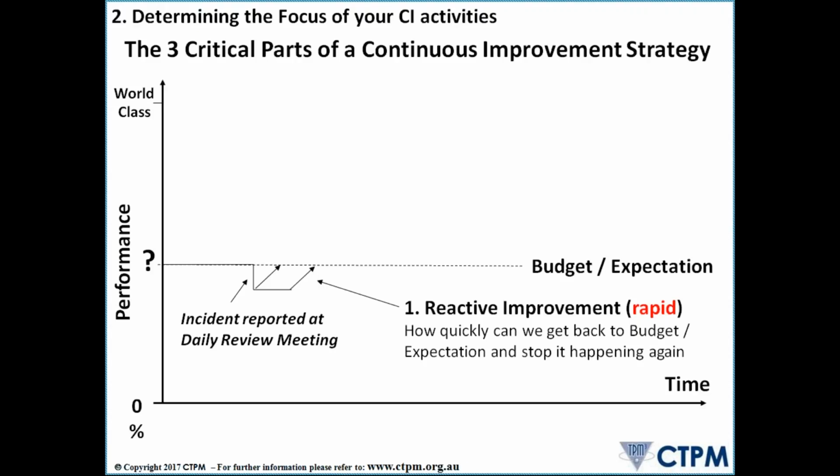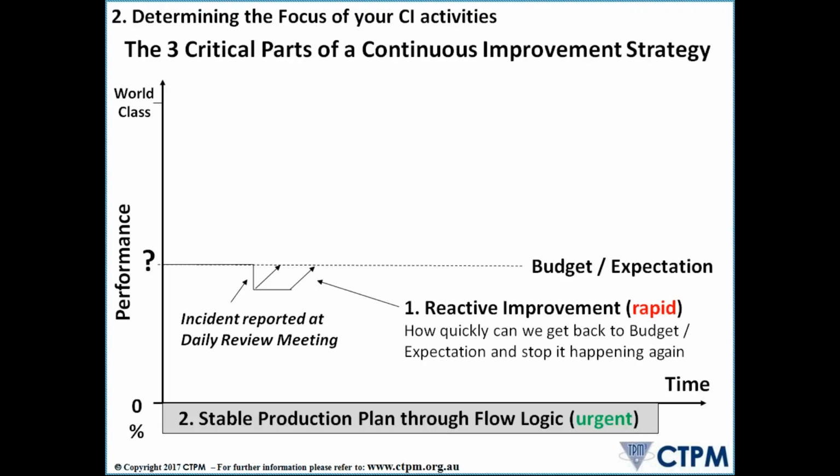If we're not good at doing that, if we're not good at daily management in the business, people are too busy running around addressing day-to-day issues and don't have time to do the proper, what I call proactive improvement. The second one is stable production plan. If you don't have a stable production plan right across the value streams, you will have a lot of firefighting going on, and again, very disruptive.